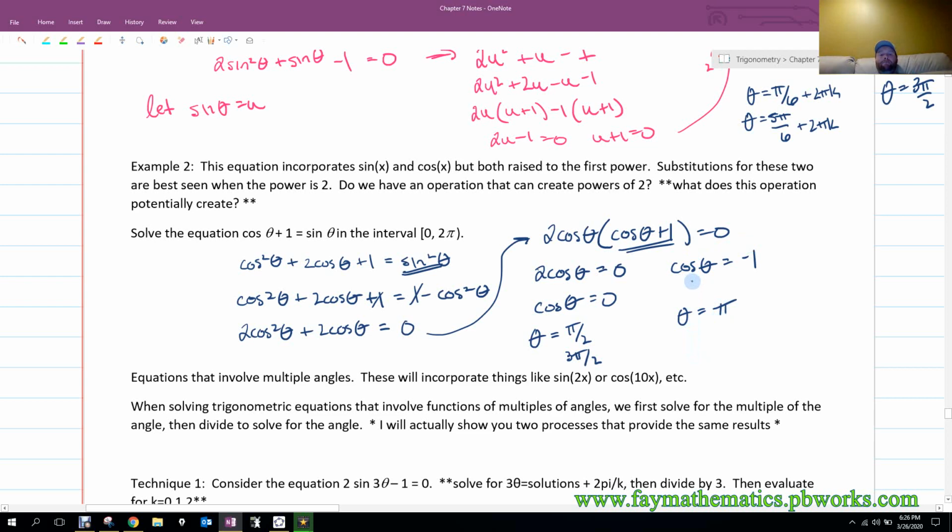Okay. Now, what I actually have to do is check those, because I squared something. This is something that's always got to be in the back of your mind when you square things, that potentially some of these could be extraneous. So what I'm going to do is figure out, okay, if I go cosine of pi over 2 plus 1, does that equal the sine of pi over 2?